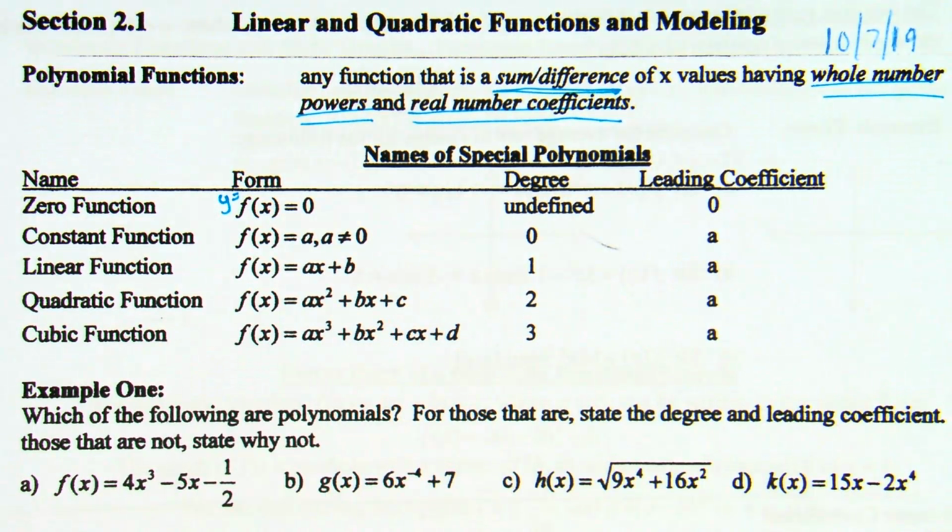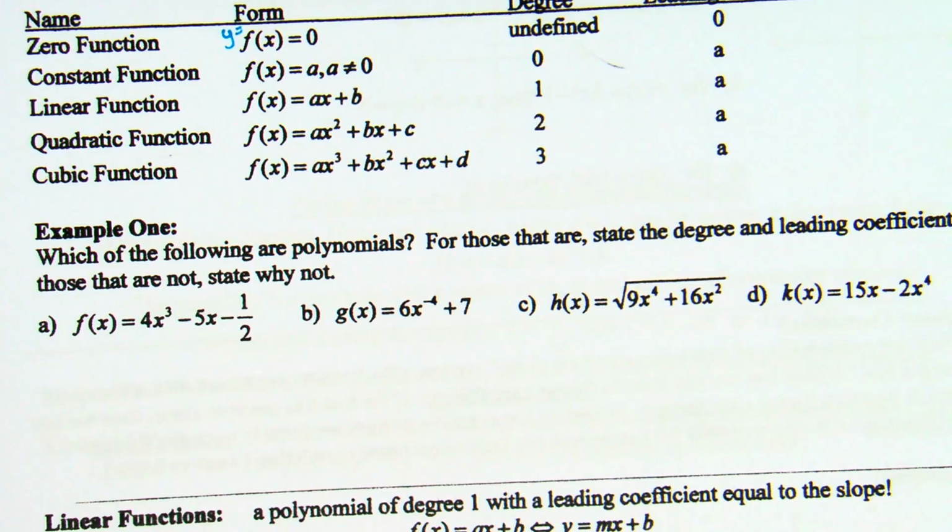And why is this not a polynomial function? Yeah, it does not have whole number powers. It has a negative power. So I'm going to write here for my explanation. Power is not a whole number. And I've got underneath it, negative. Correct.